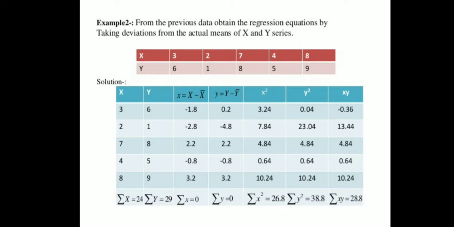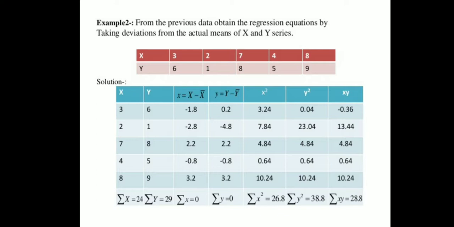4 point something. So the 3 minus x bar, 2 minus x bar, and 7 minus x bar. The 2 minus x bar is 1 point, minus 1.8. 2 minus x bar is 2.8, etc. Calculate the x minus x bar for each of the x values.